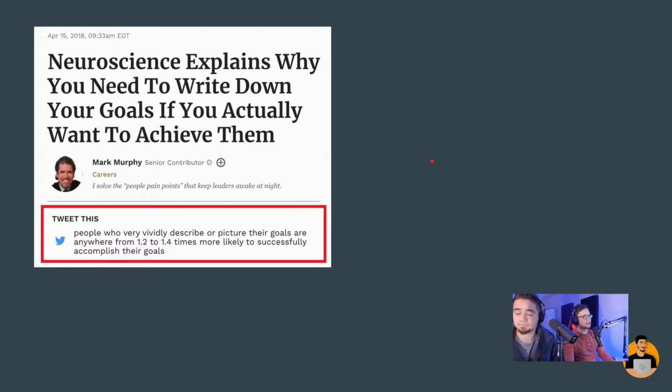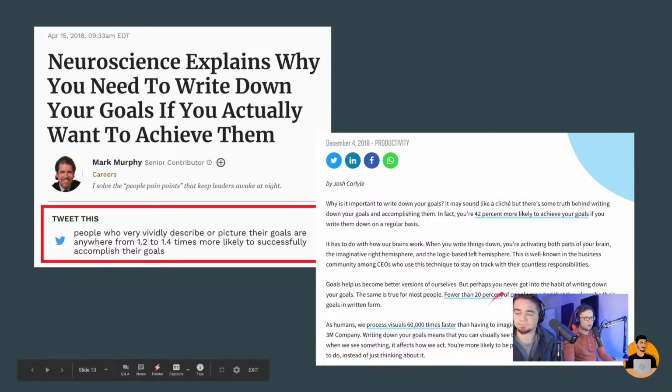Next up, these people say that fewer than 20% of people reported that they describe their goals in written form, which is unfortunate. As humans, we process visuals 60 times faster than having to imagine things, based on a recent study by the 3M company. So writing down your goals means that you can visually see them. This is an important point because when we see something, it affects how we act. Wow, that's powerful.